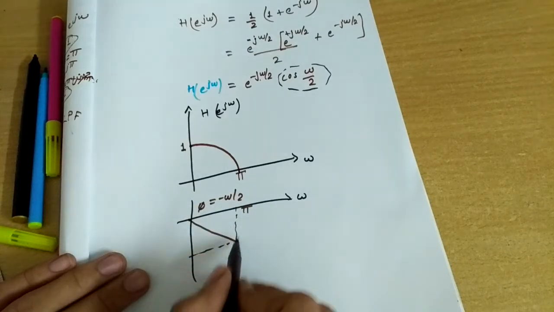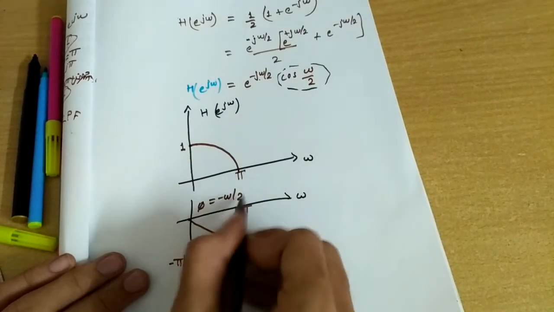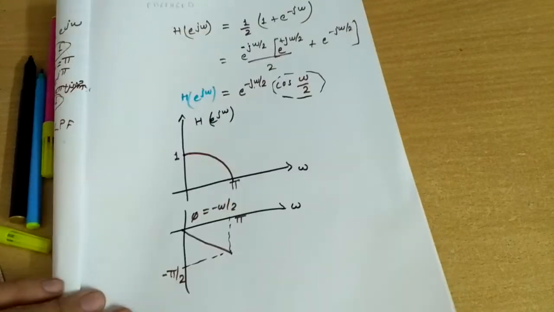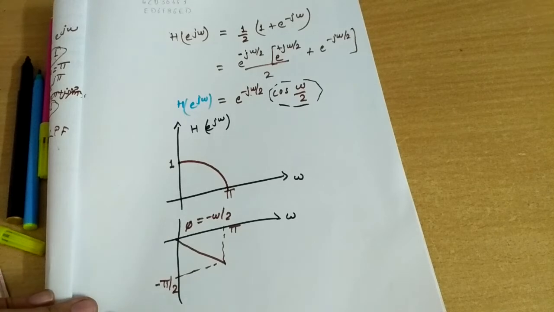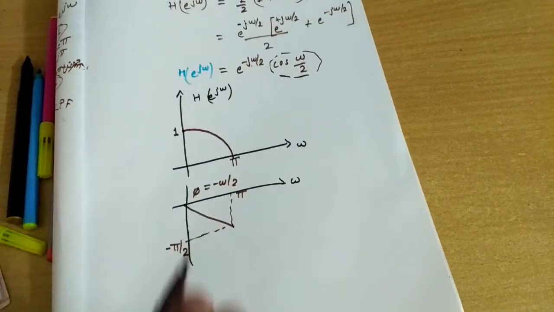And at omega equals pi, the answer is minus pi by 2, right, since phase is minus omega by 2. So this is the simplest digital low pass filter, right? Or you can say it is an elementary filter, and this is the graph.